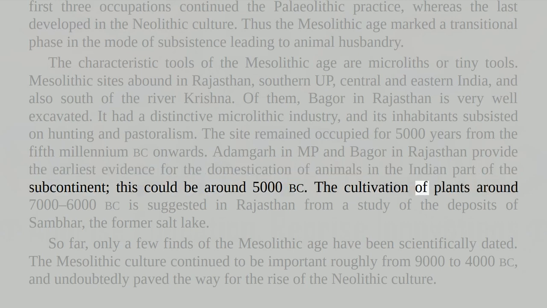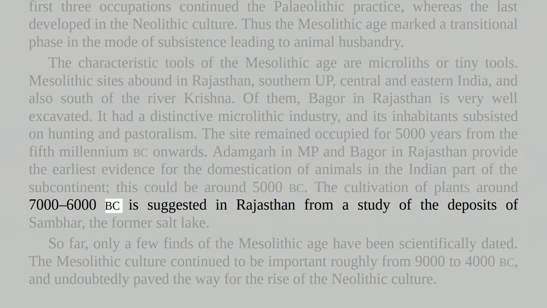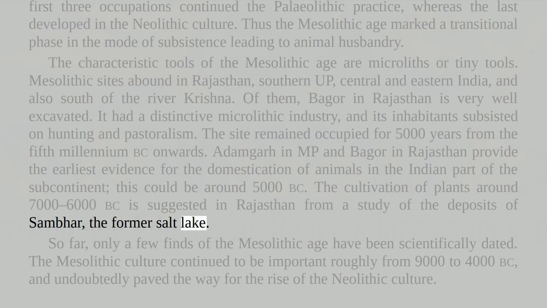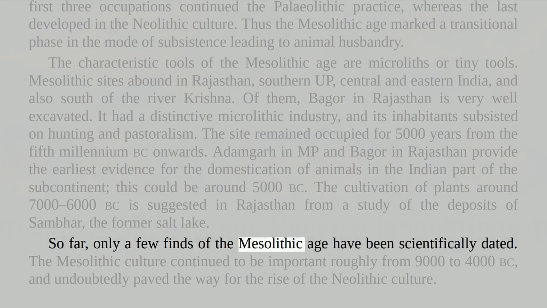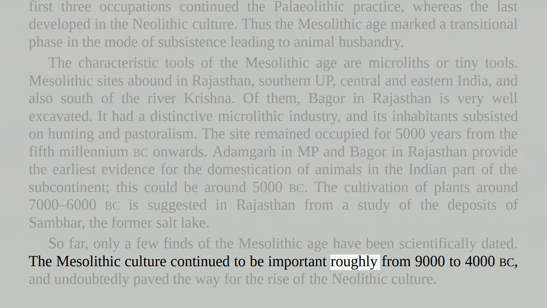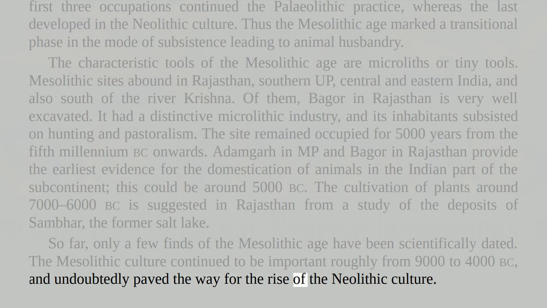The cultivation of plants around 7000-6000 BC is suggested in Rajasthan from a study of the deposits of Sambar, the former salt lake. So far, only a few finds of the Mesolithic Age have been scientifically dated. So the Mesolithic culture continued to be important roughly from 9000 to 4000 BC, and undoubtedly paved the way for the rise of the Neolithic culture.